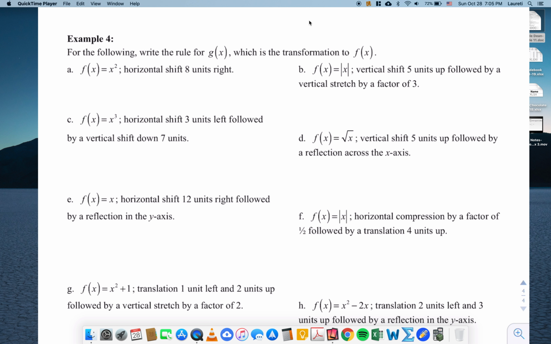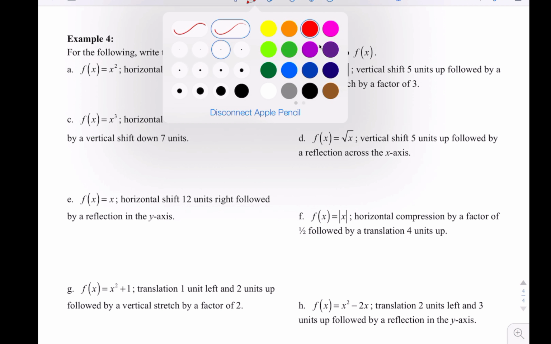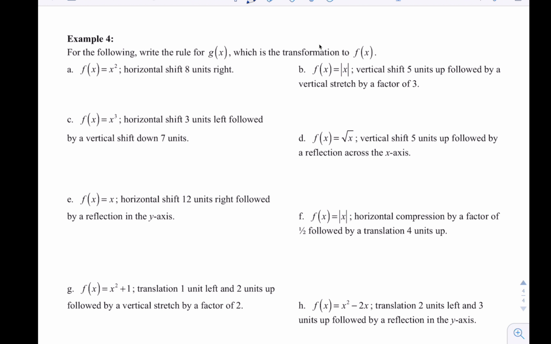Hey everybody, I just wanted to run through a couple more examples with the transformations. So this one is going to be writing an equation based off of what we're given. The order that you are given the transformations is very important because that's going to affect what your equation will look like. If the order is not followed properly, you're going to get a different answer than what you should be. Okay, so let's get started with the first one.